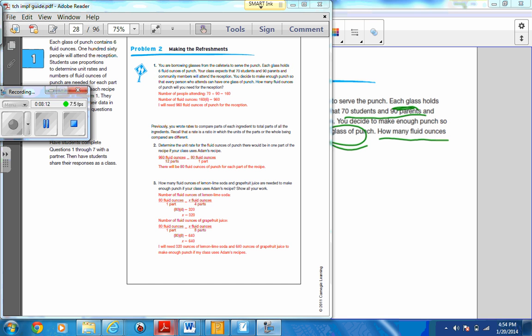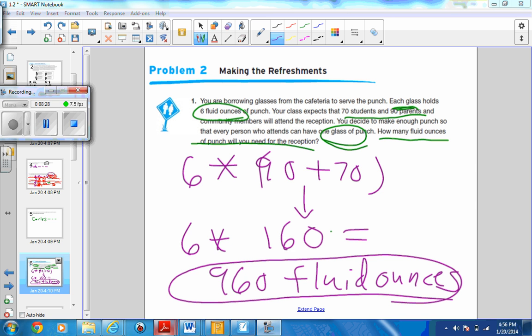See if you can just figure out, based on what we know there, we don't need to know how much of each ingredient, just total. How many ounces do they need? This is a simple problem and not even involving ratios. Just how much do they need altogether? All right, so if you take the 90 plus the 70 people, you get 160 people times the 6 fluid ounces for every cup they're going to get. You need a total of 960 fluid ounces.